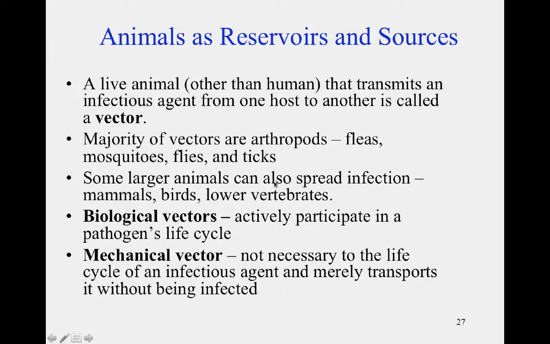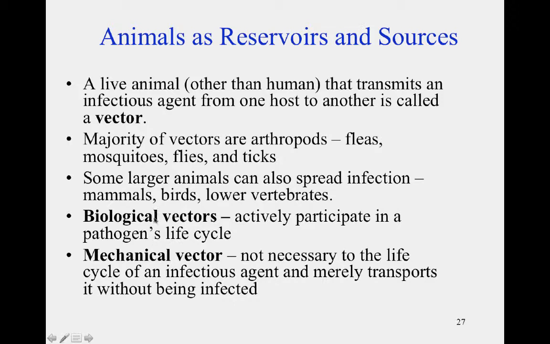And also, some larger animals can spread infection. So other mammals, birds, lower vertebrates as well. And they're all different depending upon the pathogen that we're talking about. So when we get to the actual chapters where we're zooming in on each pathogen and the disease that it causes, I will cite the particular vectors for each disease. Now, a biological vector versus a mechanical vector is very different with regards to the pathogen's life cycle.